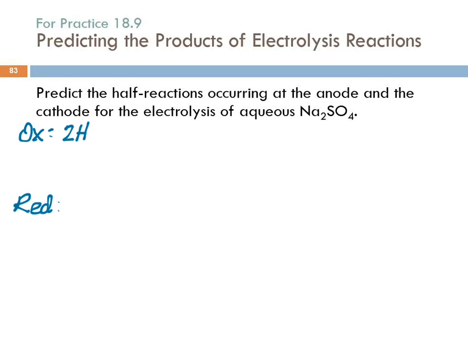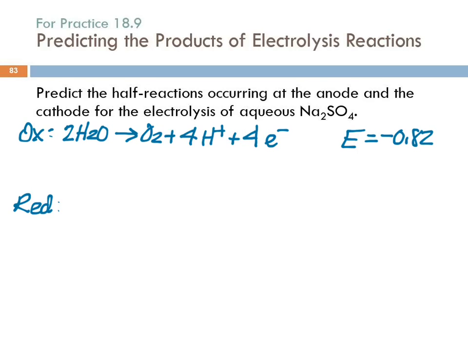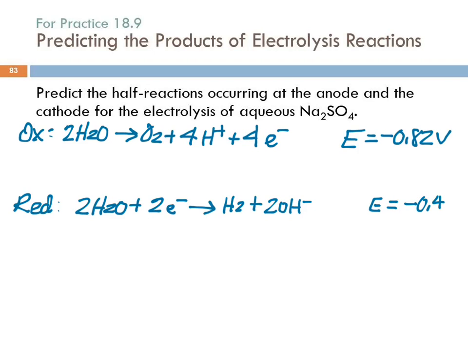So the oxidation reaction for water, I'm going to leave out all the state symbols, is this one right here. And E, as written, is minus 0.82 volts. And if water gets reduced, we've got the other half reaction. It gives us hydrogen gas and hydroxide. And then E is minus 0.41 volts. So those could both happen, yes?